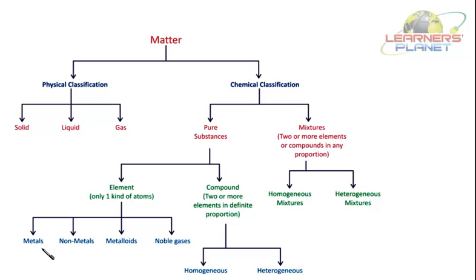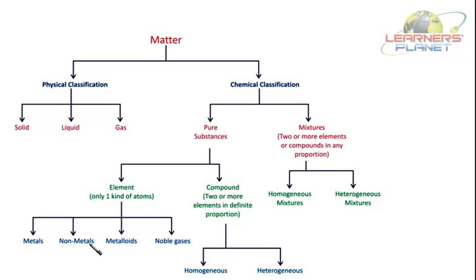Now metals have a specific set of properties. Metals are good conductors of electricity and good conductors of heat. Your electric cables are made up of metals. Metals like copper and aluminium are very, very good conductors of electricity. In fact, all the metals are good conductors of electricity. They exist in solid state. Mercury is the only metal which exists in liquid state.